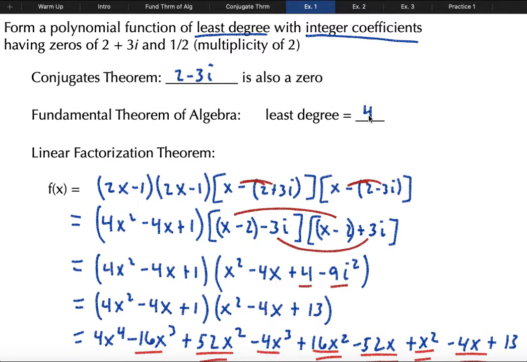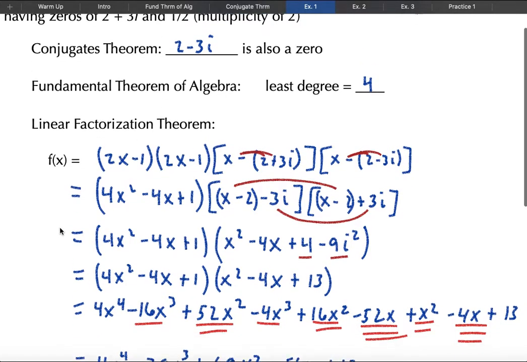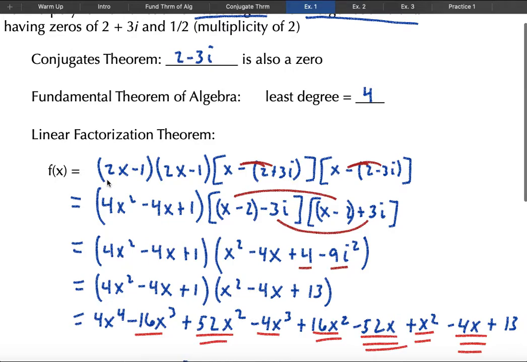Now I bring the linear factorization theorem into play. I'm going to take each one of these zeros and make a linear factor for it to build the function f of x. So if 1/2 is a zero, then 2x minus 1 would have to be a linear factor of the function. And notice I have it twice because the multiplicity has to be 2.